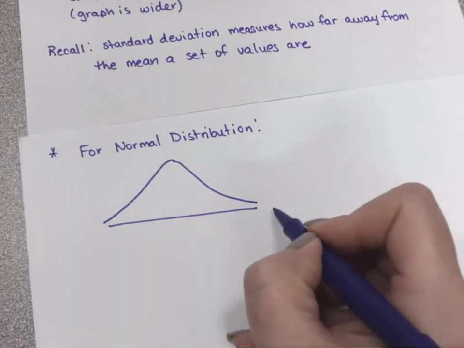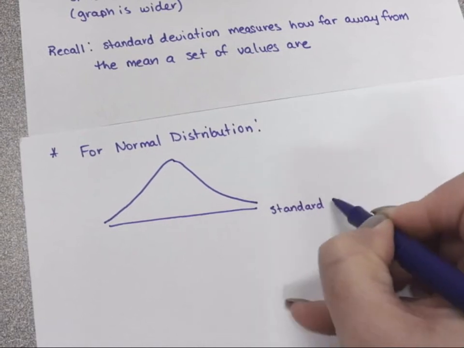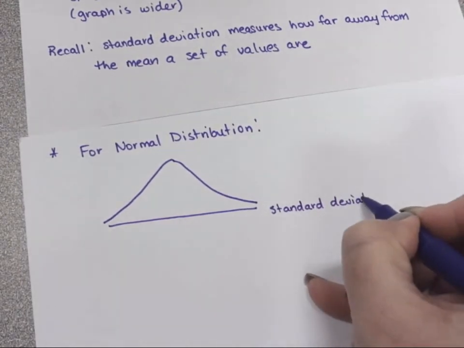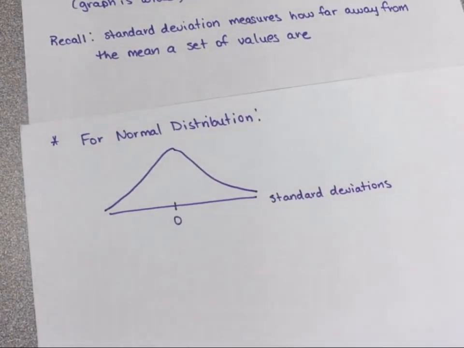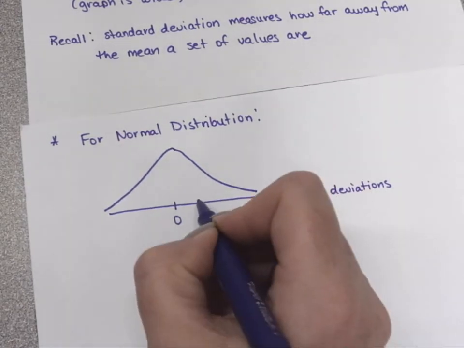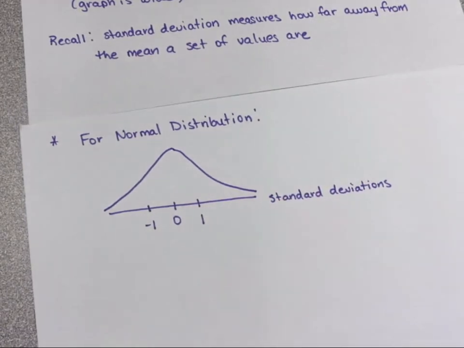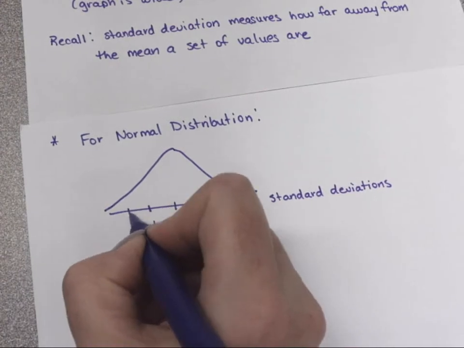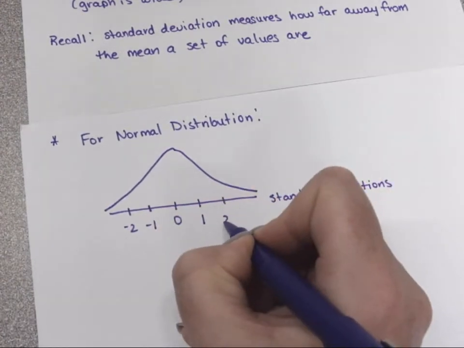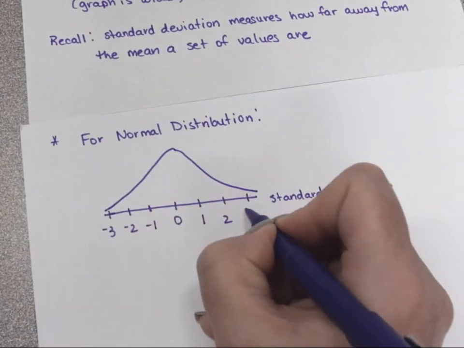And so here we're going to list how many standard deviations we are away from the middle. So in the middle, we are 0 standard deviations away from the middle, right? We're square on the middle. But then if we go out, this is -1 standard deviation, and this is +1 standard deviation away from the middle. And then this is -2 standard deviations away from the middle and 2. And then -3 and 3.